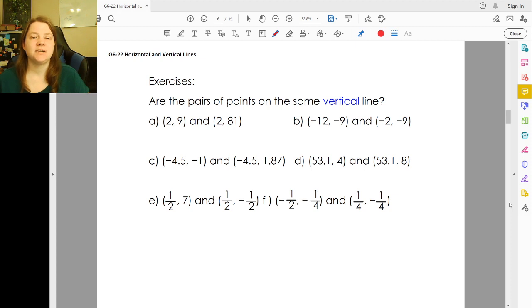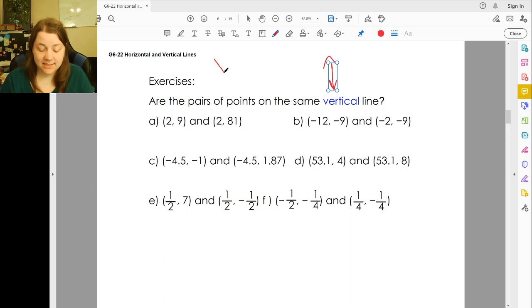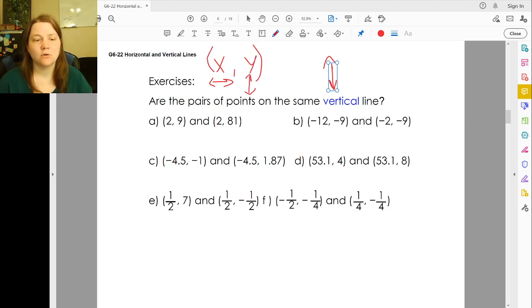So let's see if these pairs are on the same vertical lines. Remember that vertical is the up and down. Vertical goes up and down. Remember that the x is running across. The y is going up and down. So are we looking for the x or the y to be the same?